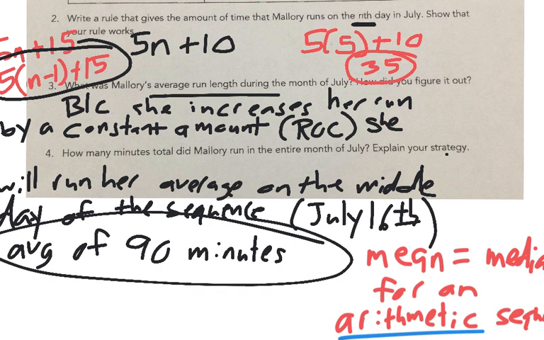So if we multiply the average by how many days? Right? That's how an average works. It's 2,790 minutes. And how did we come up with that number? We took the average and multiplied it by the total number of days.